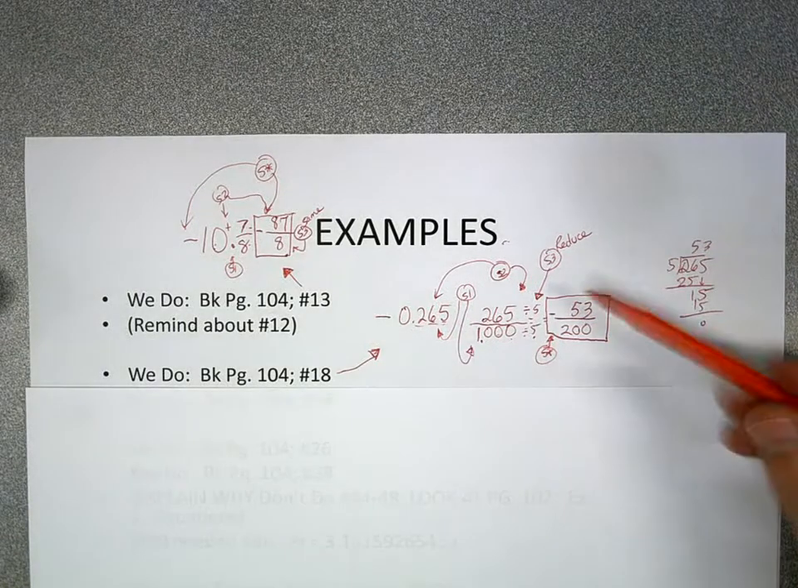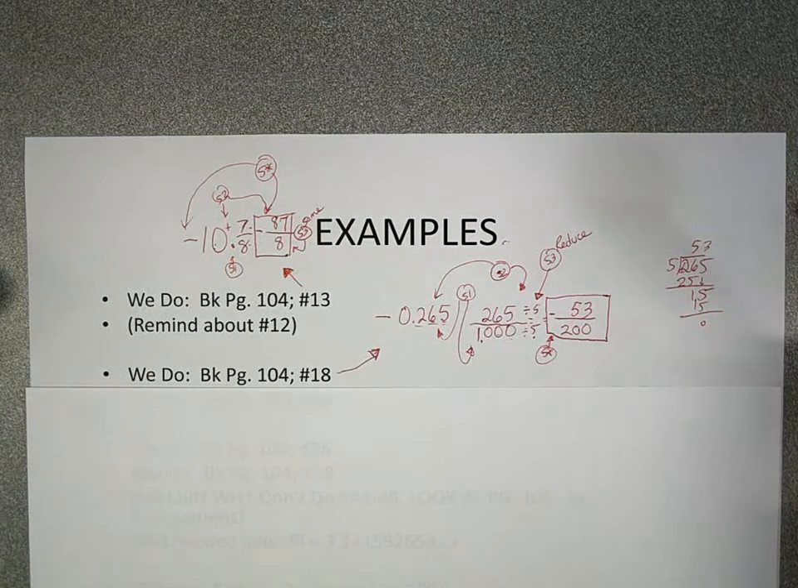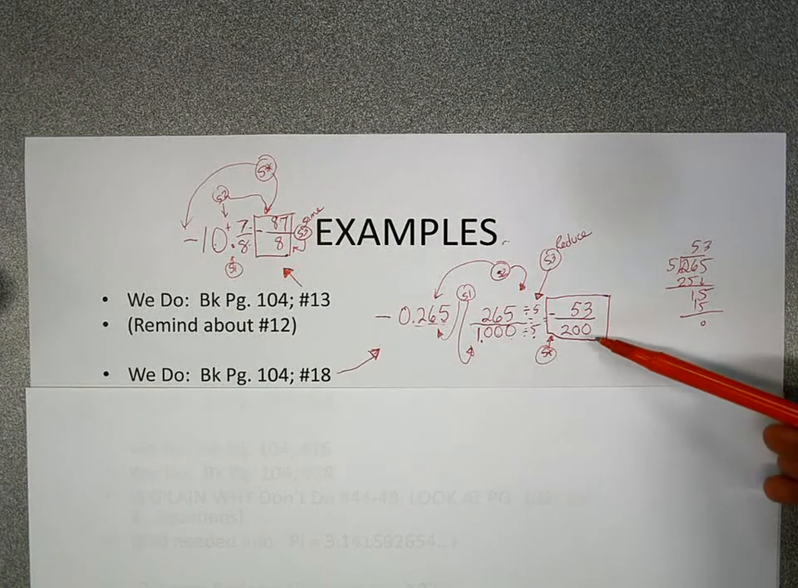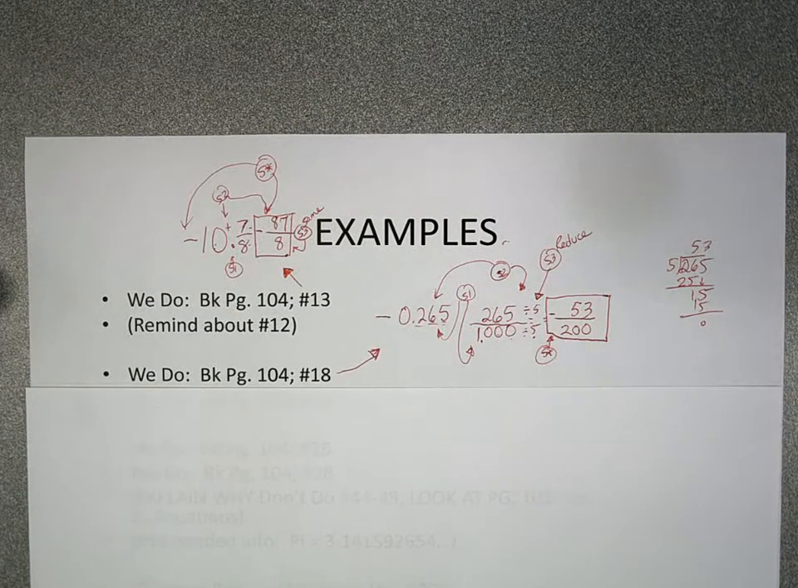Now remember, step 3 might be a long process. If this was like 55 over 200, I could have reduced it again. Or of course you could reduce by a larger number at the very beginning. Questions about converting a decimal to a fraction?